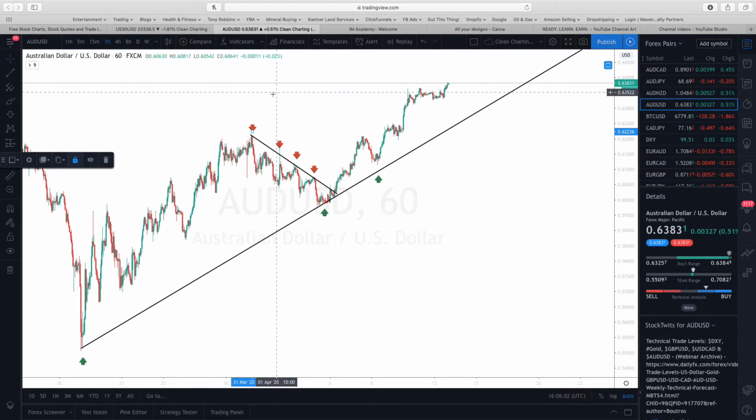So this was our impulse, our correction, and then we rejected from here. As you can see, we broke the trend and continue to move higher. So that's one thing you can always do.